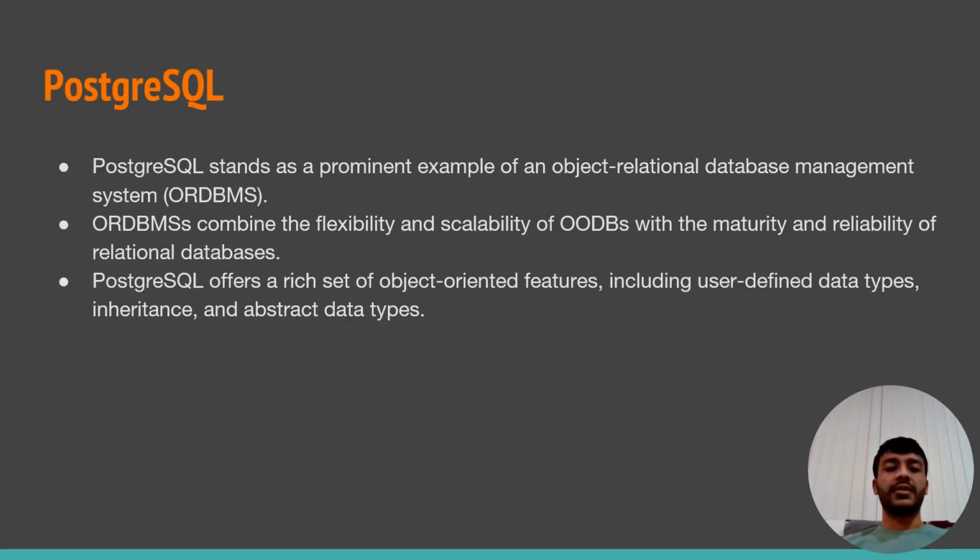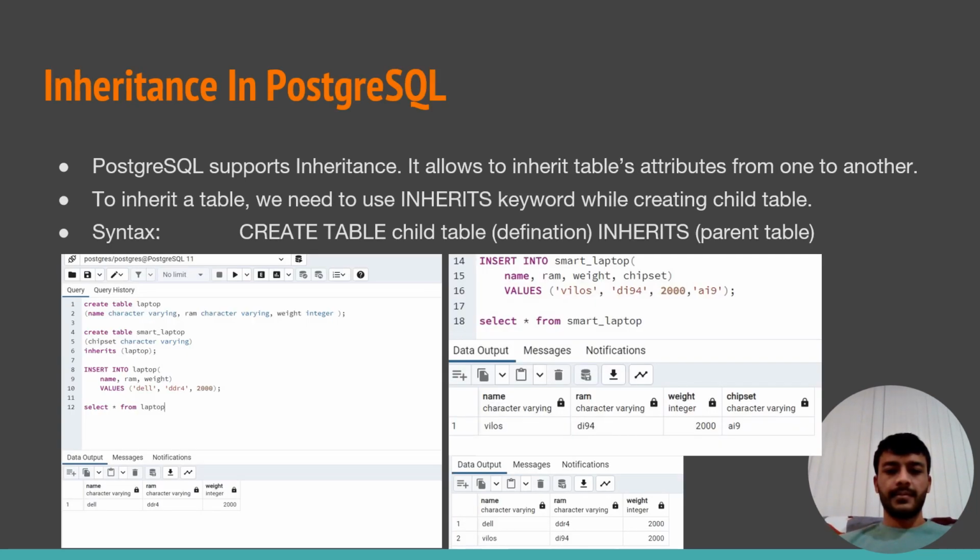Now let's see how PostgreSQL comes into the picture of object-oriented database systems. PostgreSQL is a good example of an object-relational database management system. It basically combines the flexibility and scalability of an object database management system with the maturity and reliability of relational databases. PostgreSQL offers object-oriented features including user-defined data types, inheritance, and abstract data types. Until now, we have seen how PostgreSQL also works as an object-oriented database.